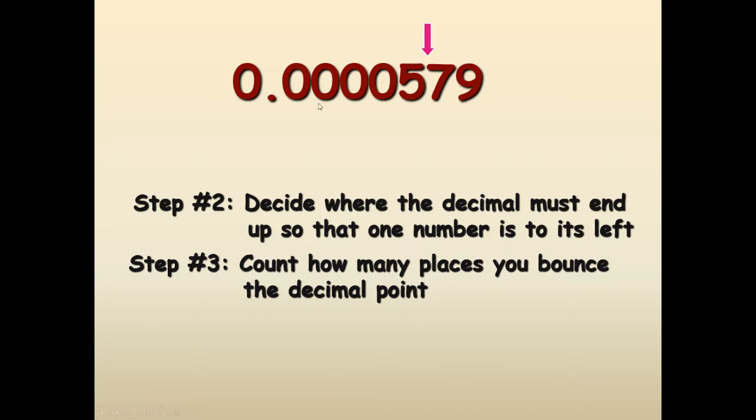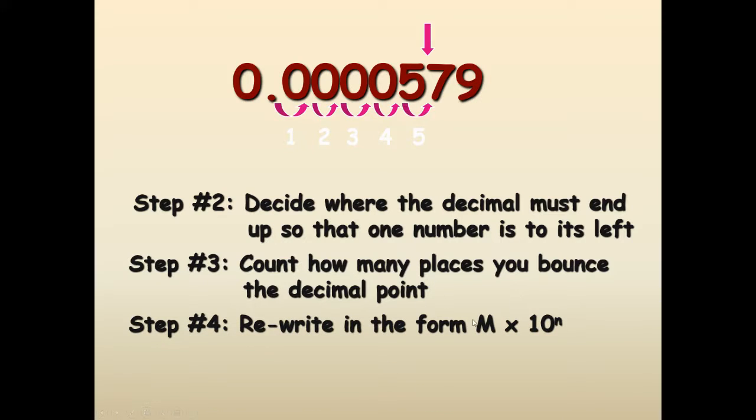Next step is to figure out what our exponent is going to be. We do that by determining how many places we move that decimal. So 1, 2, 3, 4, and then to right here. It took us 5 times to move that decimal. So then we rewrite it in this form, m times 10 to the n. Our m is the number that was created by moving that decimal, so 5.79. The n is our exponent, which is the number of places we moved it.